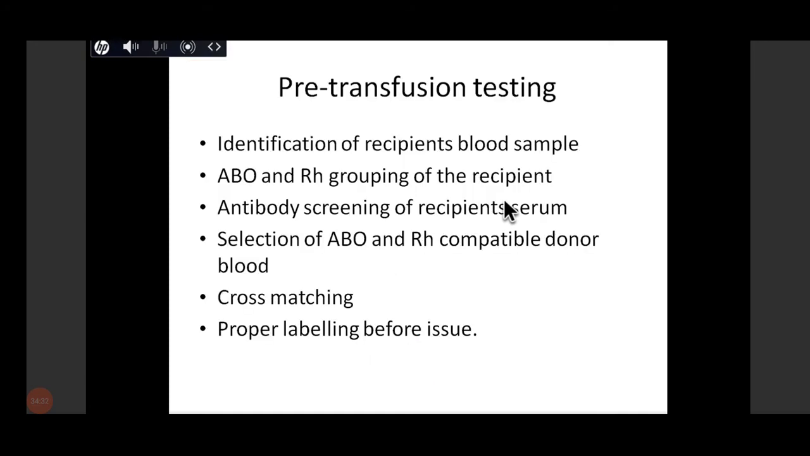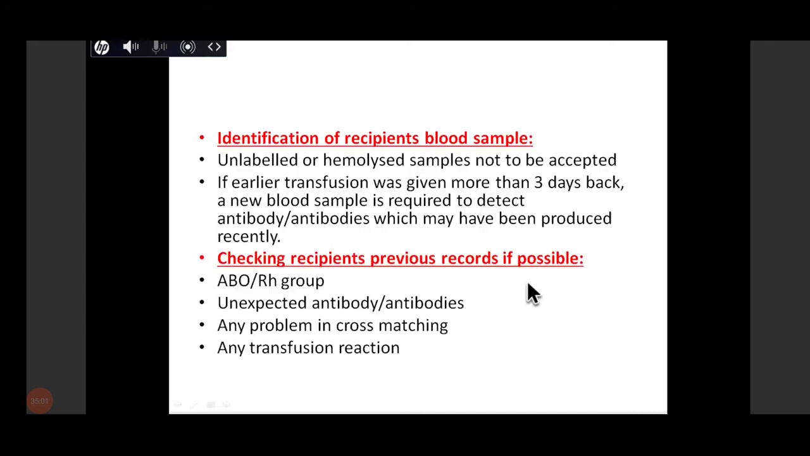Now, pre-transfusion testing. These are some of the tests. This will be covered in practical, so I won't go much into this. Before a transfusion is given to a recipient, you have to test the donor cells as well as the recipient. Both have to be tested. And at times, what is important is the cross matching, which will be dealt with in practical.